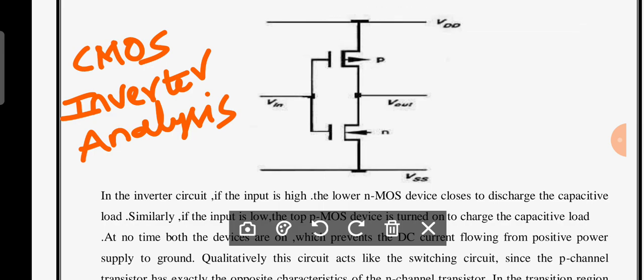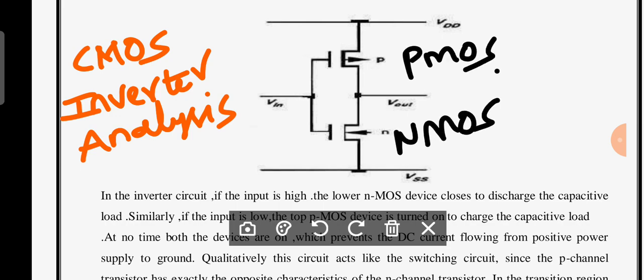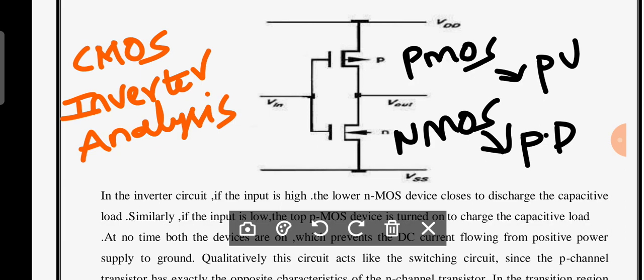In a CMOS inverter, if you observe, there are two transistors: one is a PMOS transistor and the other is an NMOS transistor. Is it clear? The PMOS transistor works as a pull-up transistor and the NMOS transistor works as a pull-down transistor. Therefore, it is known as a complementary metal oxide semiconductor.